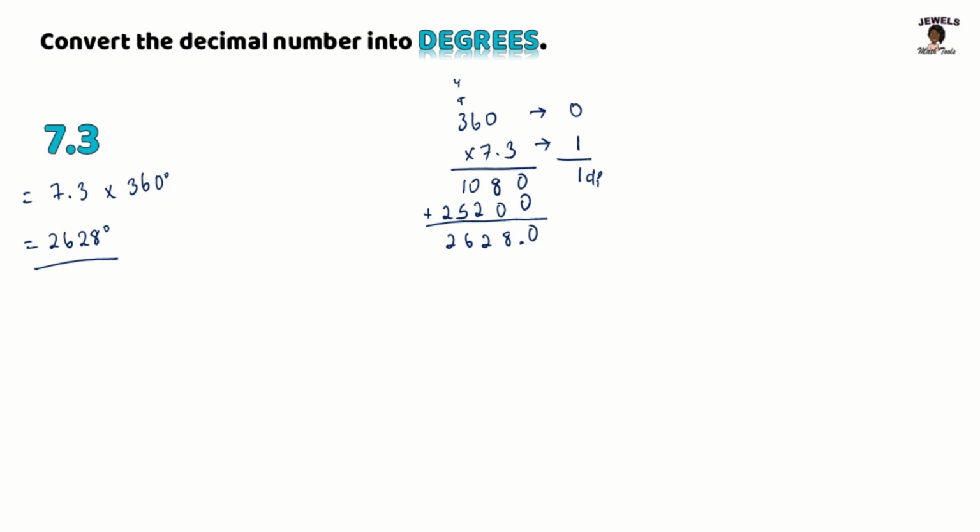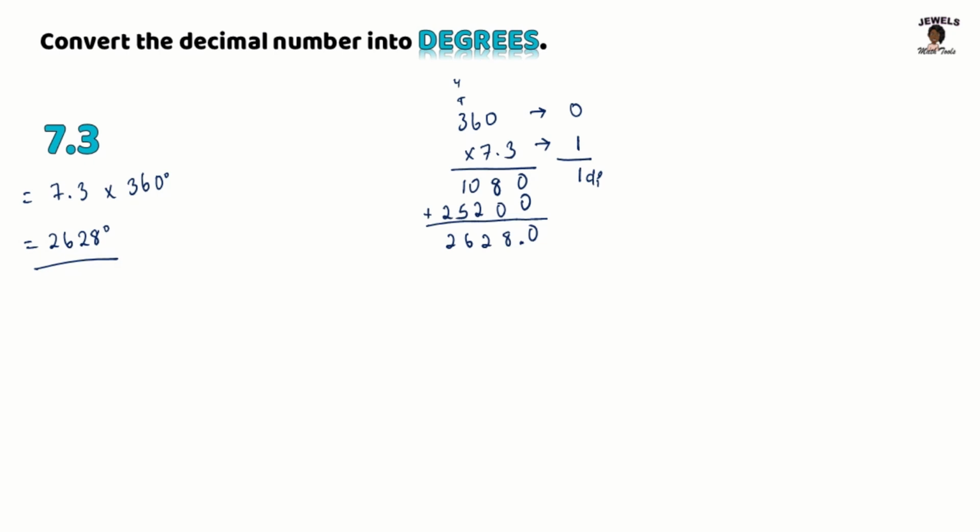Okay, so there you have it. We just converted our decimal number into degrees when it's in the tens place, and we also have a whole number involved. So remember that your whole number represents how many full or completed parts of your revolution you already have, and the decimal part just represents a portion or a fraction of the 360 degrees that you will be adding along with that whole number part to get your degrees.